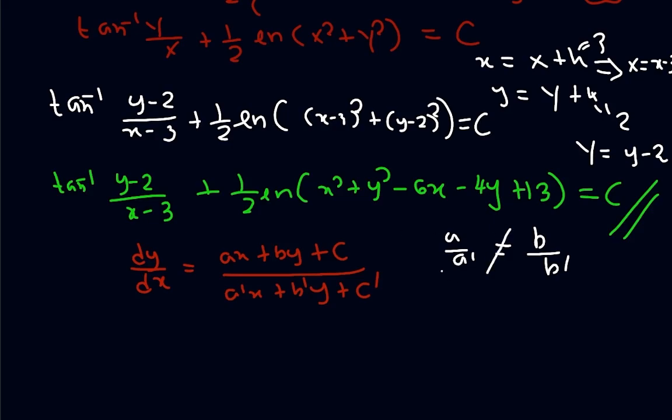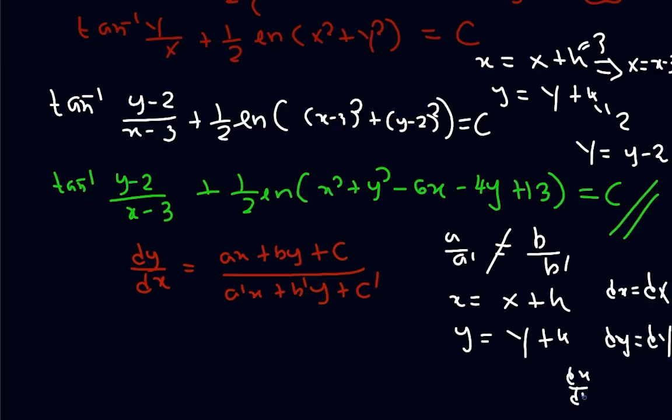If this ratio is not equal, then what you have to do is take simple x as capital X plus h and simple y as capital Y plus k, and dx is capital dX, dy equals capital dY. So dy by dx equals dY by dX. So you can obtain a new differential equation in terms of capital Y and capital X, and using the terms h and k you can substitute for x as capital X plus h, and you can simplify and finally get something like this.